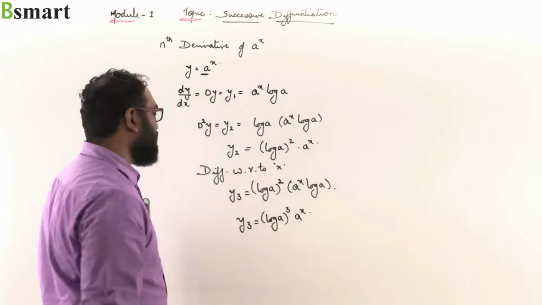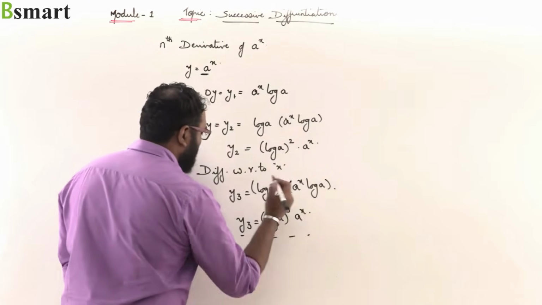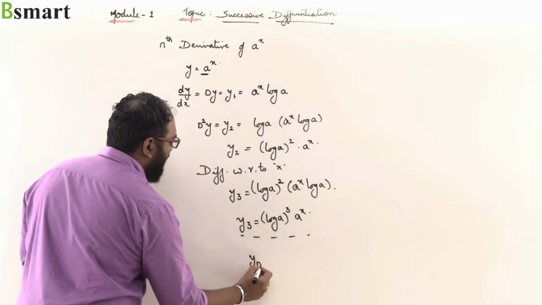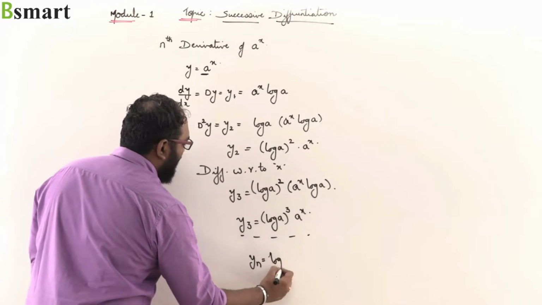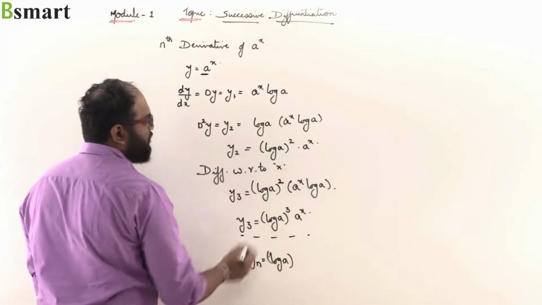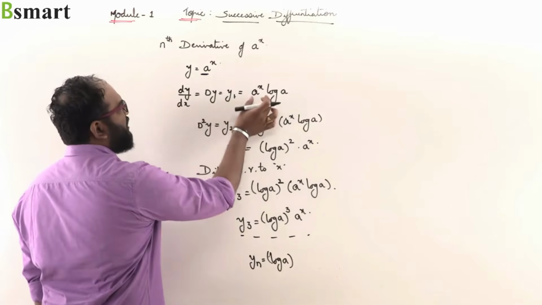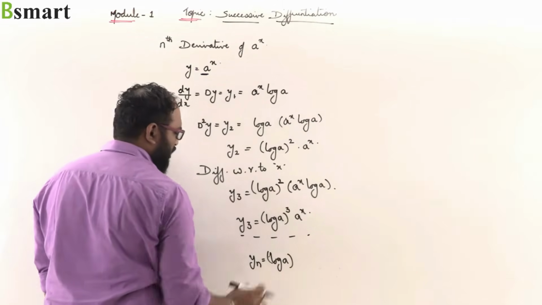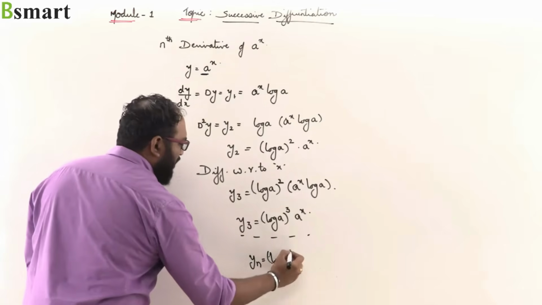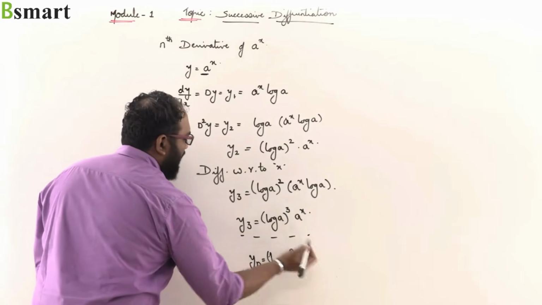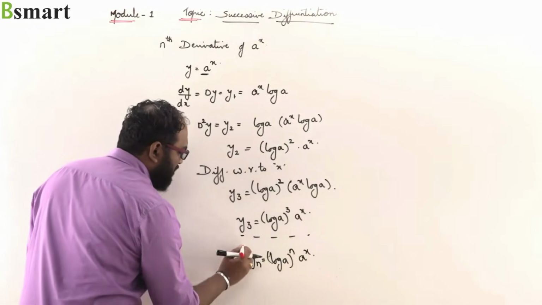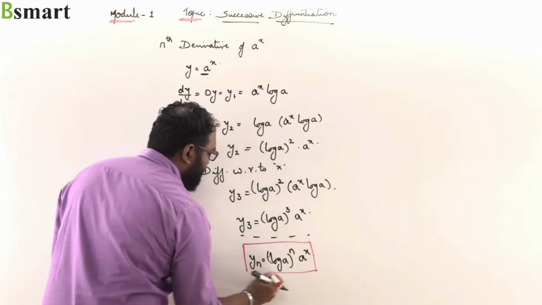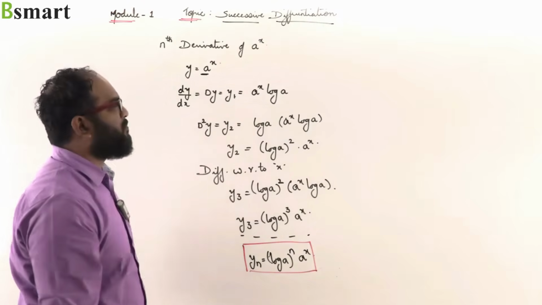So if we go on differentiating, the value of yn will be log a to the power how much? For y1 the value is log a, y2 is log a square, y3 is log a cube. Then for yn it will be log a to the power n into a to the power x. So this is the nth derivative of a to the power x.